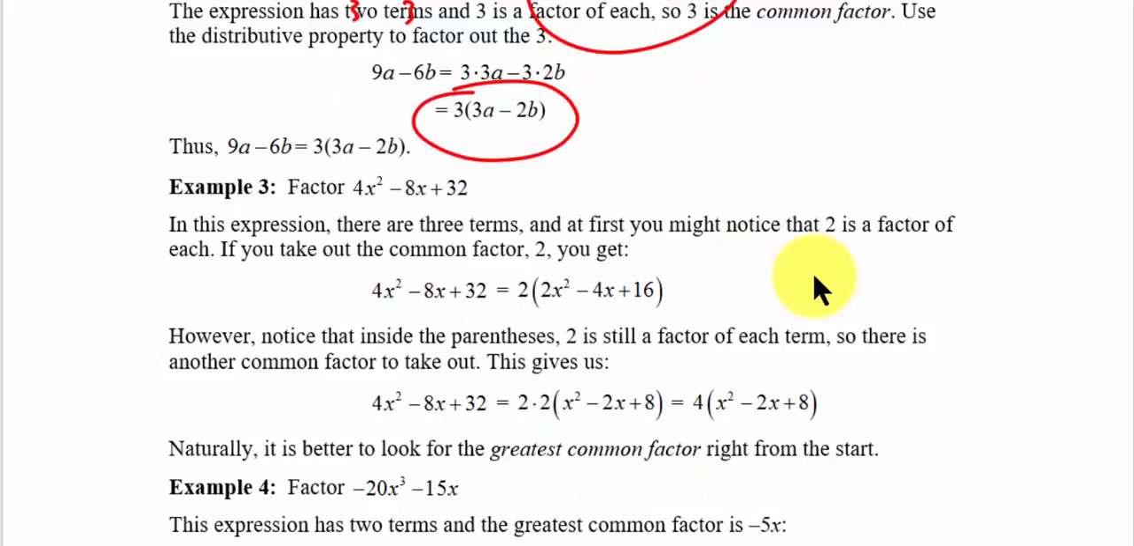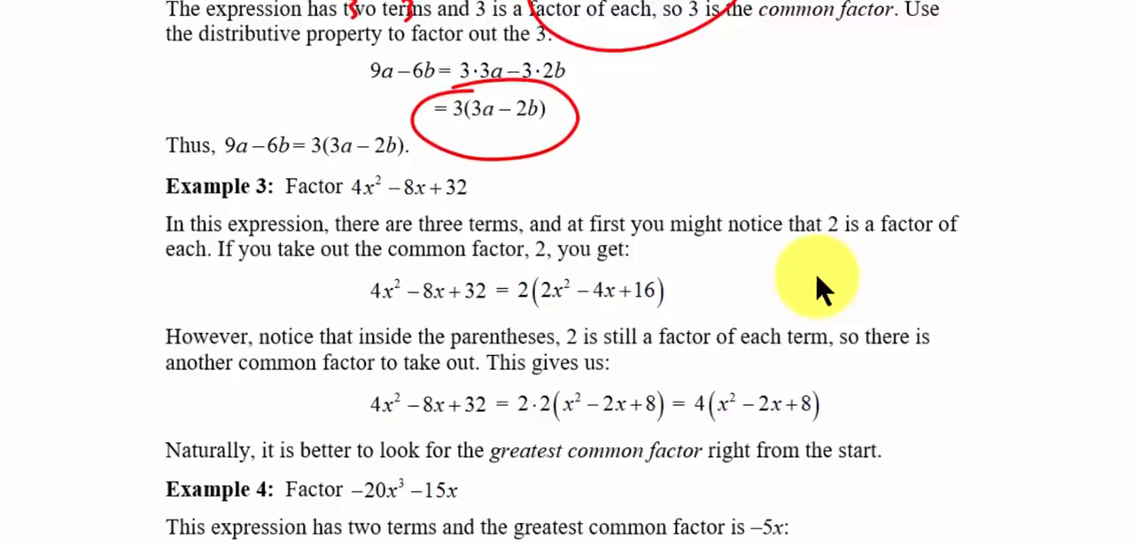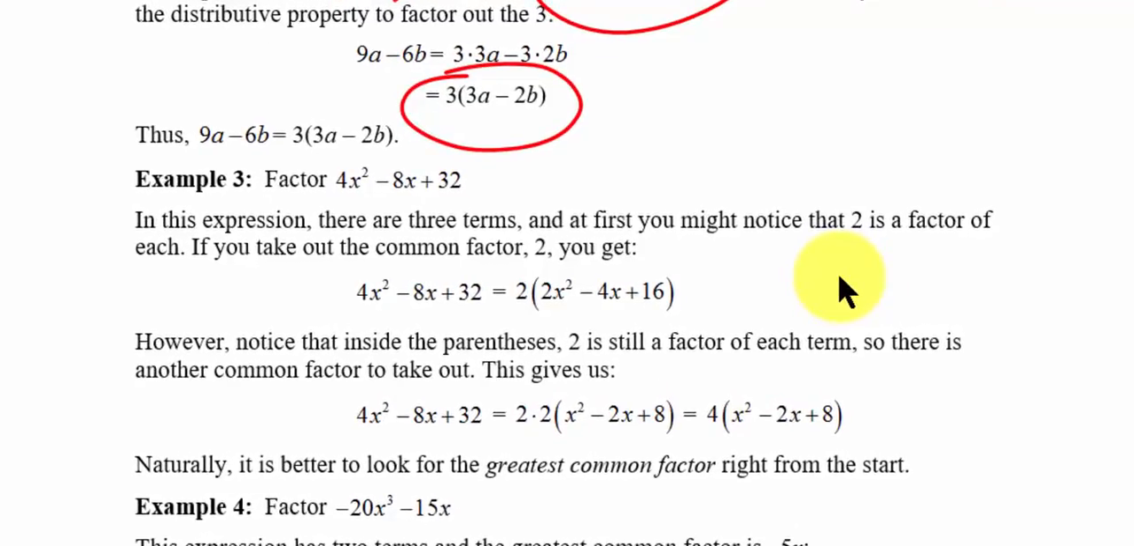Again, I like to think of this as, what's the biggest number that goes into 4, 8, and 32 evenly? See, they made a mistake. They took out a 2, which is going to create more work for us. So I want to take a look at example 3 a different way. The biggest number that goes into 4, 8, and 32 is 4. All right, so I'm going to write that like that.